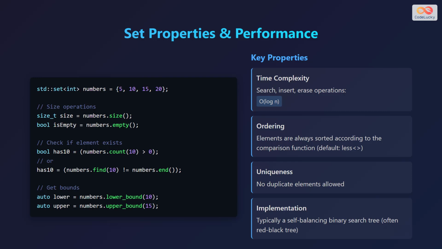The lower_bound and upper_bound methods can be used to find the range of elements within a certain range. Sets offer logarithmic time complexity, that is, O(log n), for search, insert, and erase operations, maintain elements in sorted order, ensure uniqueness, and are typically implemented as self-balancing binary search trees such as red-black trees.